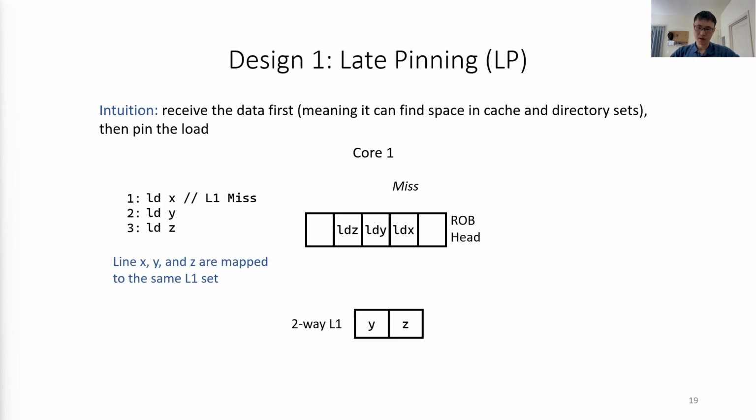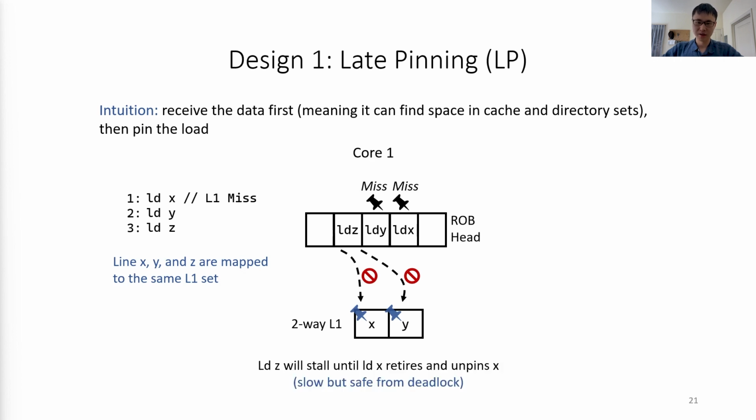If we bring back the last example, what will happen with late pinning is that LDX issues first, and it finds space in L1, brings the data back, and gets pinned. After that, LDY issues, and it can also find space in L1 and gets pinned. As for LDZ, when it issues, both lines are pinned by LDX and LDY. But since it's the youngest load, it will not cause deadlock. LDZ will stall until LDX retires and unpins line X, which is slow but safe from deadlock.